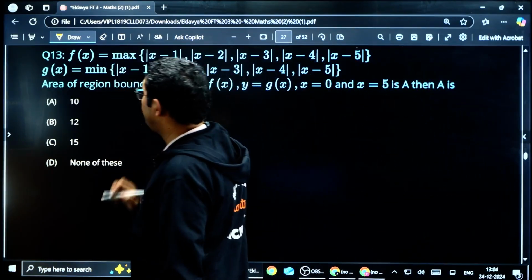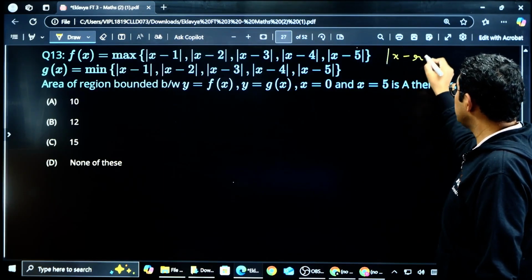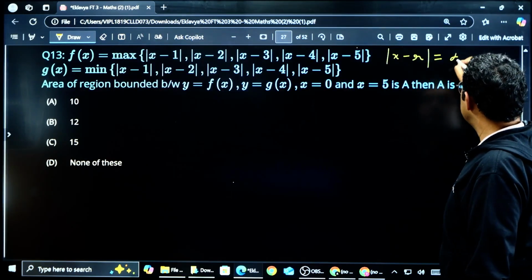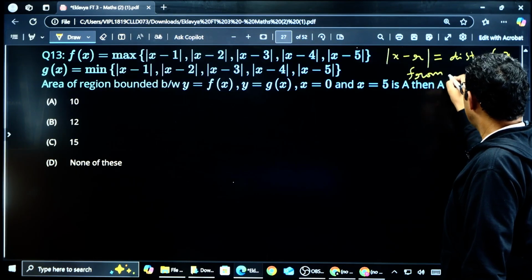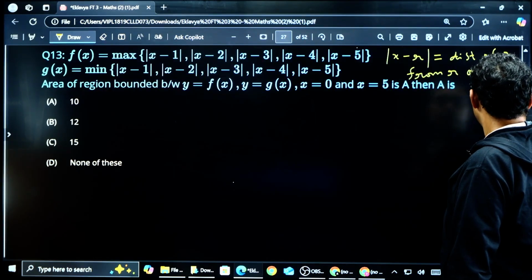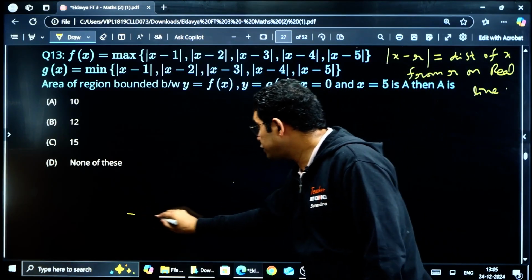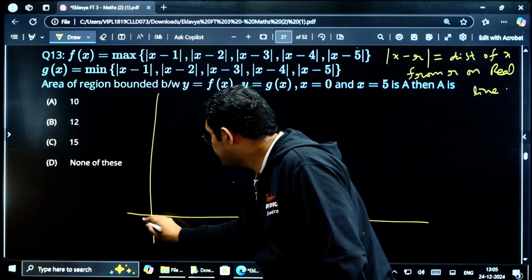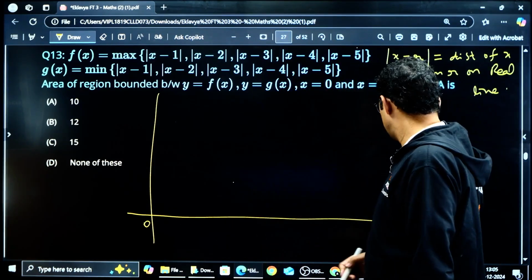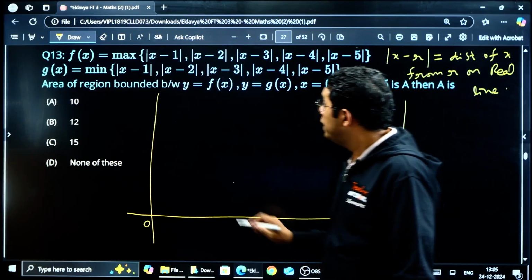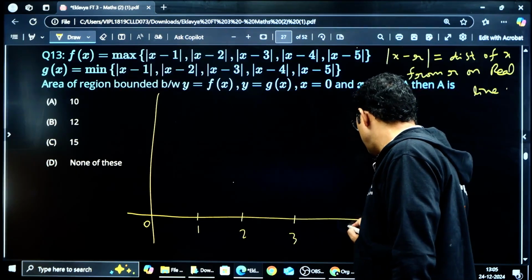Now first of all we have to understand what this f(x) function is. To understand that, please understand that mod of x minus r actually represents the distance of x from r on the real line. Now considering this in our mind, we will check how maximum and minimum values will change as my x ranges from 0 to 5. Okay, this is x is equal to 5, this is x is equal to 0. Now please see, 1 here, let us say 2 here, 3 here, 4 here, and 5 here.